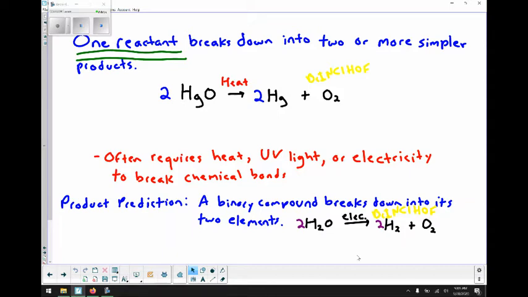For some of the worksheet and on the quiz, I might ask you to balance some of the equations. If I don't specifically ask for it, you don't have to do it. But just be aware, you may still be required to balance some equations. So that is decomposition, the splitting apart of a chemical compound into simpler pieces.